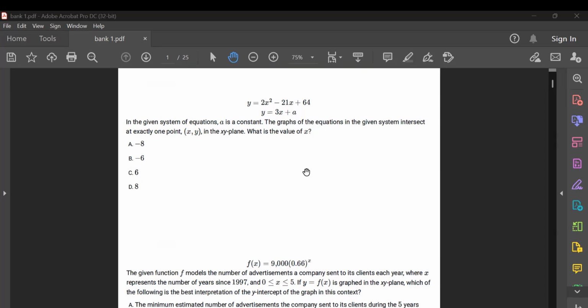Today we are going to talk about SAT math and we are going to use these questions. These are questions among the bank of questions that are on the College Board website for the SAT maths.